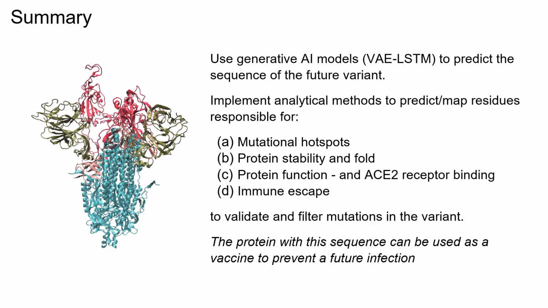Lastly, to summarize our work, we have used generative AI models, LSTM, to predict the sequence of the future variant. We have implemented analytical methods to map residues responsible for mutational hotspots, the sites important for protein stability and fold, protein function and ACE2 receptor binding, and the sites important for immune escape, to validate and filter mutations in the variant. This protein sequence can be used as a vaccine to prevent future infection. Thank you.